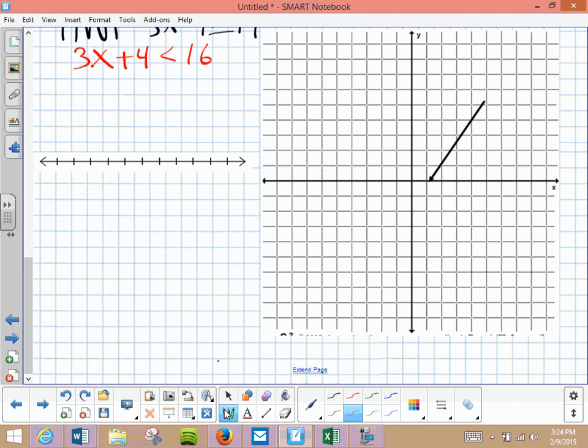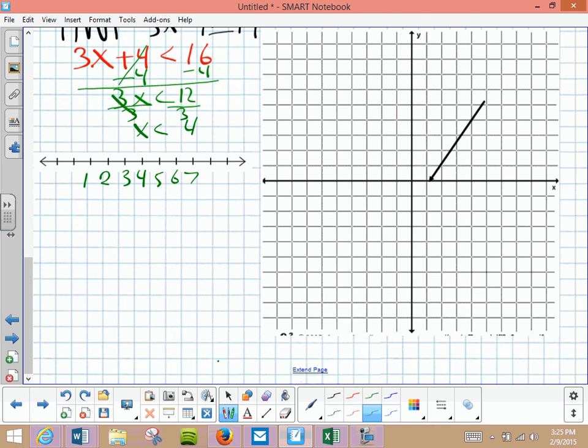All right. So let's work this out very quickly. Minus 4, minus 4. 3x is less than 12, divided by 3, divided by 3. x is less than 4, right? So you put 4, 5, 6, 7, right? 3, 2, 1.